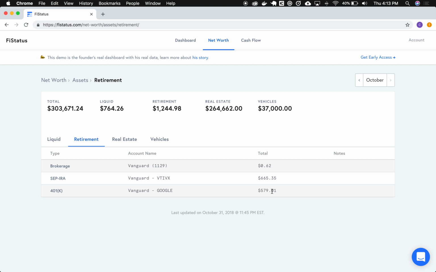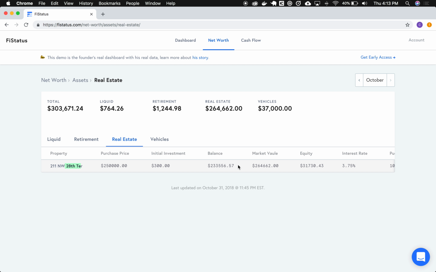This is all I have left in those. No big deal. We'll build those over time. Real estate, I have this one property here. The balance on the mortgage is this.